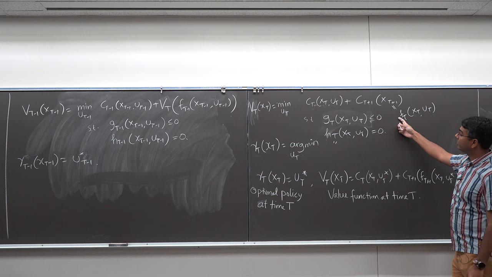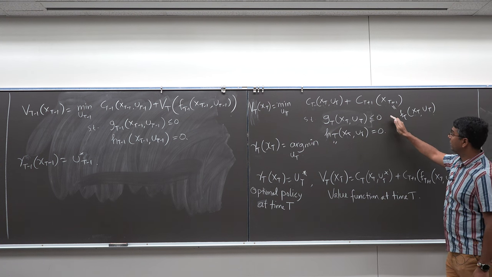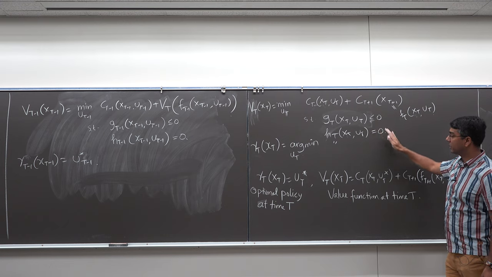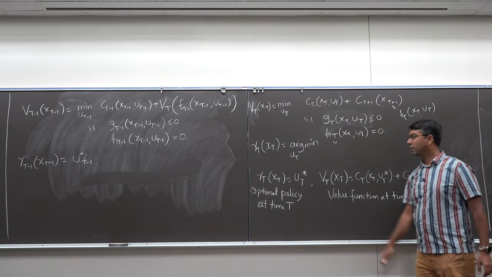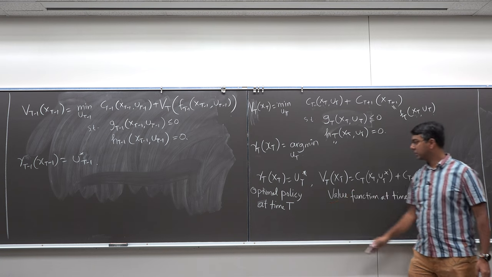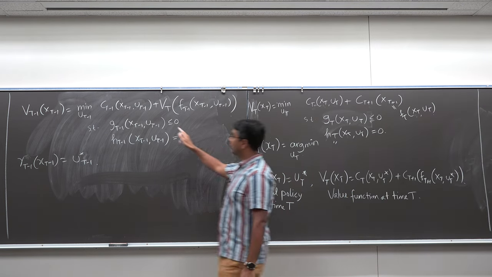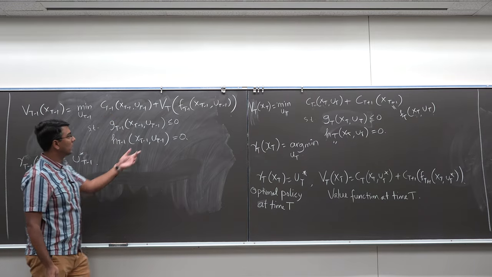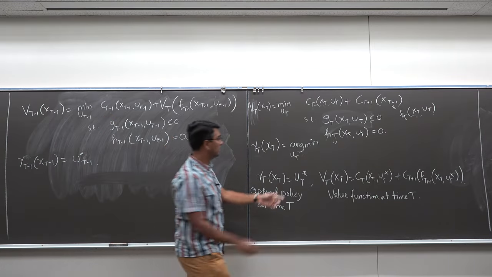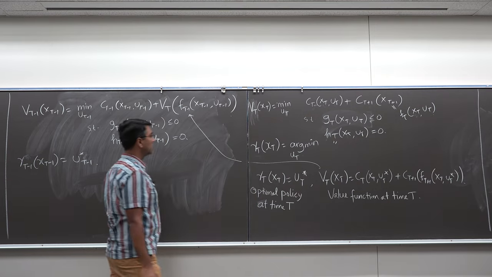This is what we did in the final time step. We know all of this stuff. For each XT, we solved this optimization problem. We stored it in a lookup table, one of which is the optimal policy, and one of them is the value function at time t. Then I go back one step. I look at the cost at time t minus 1. I look at the value function from here. So it's the same value function that appears here.